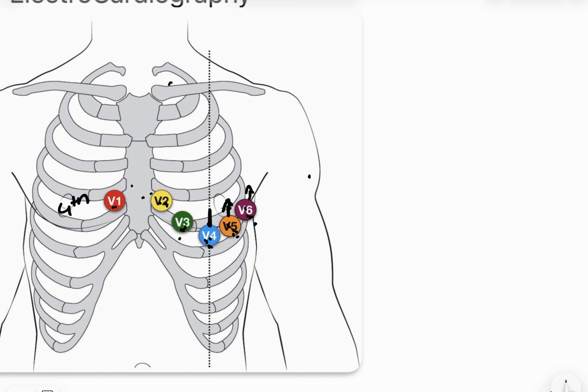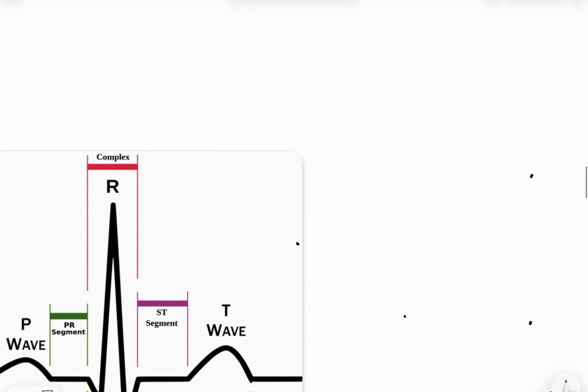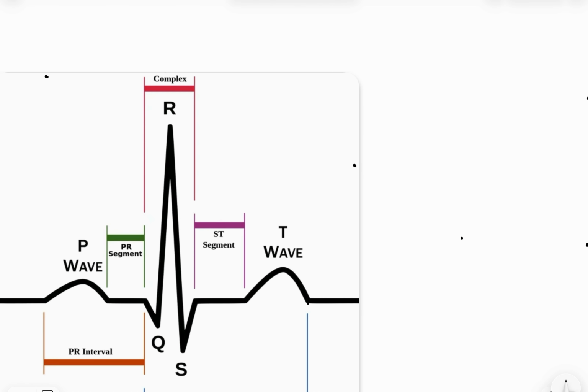So the ECG was invented in 1895 by a doctor called William Einthoven. He invented the ECG. And then we studied about the ECG wave. This is the ECG wave. It has a P wave, QRS complex and T wave.